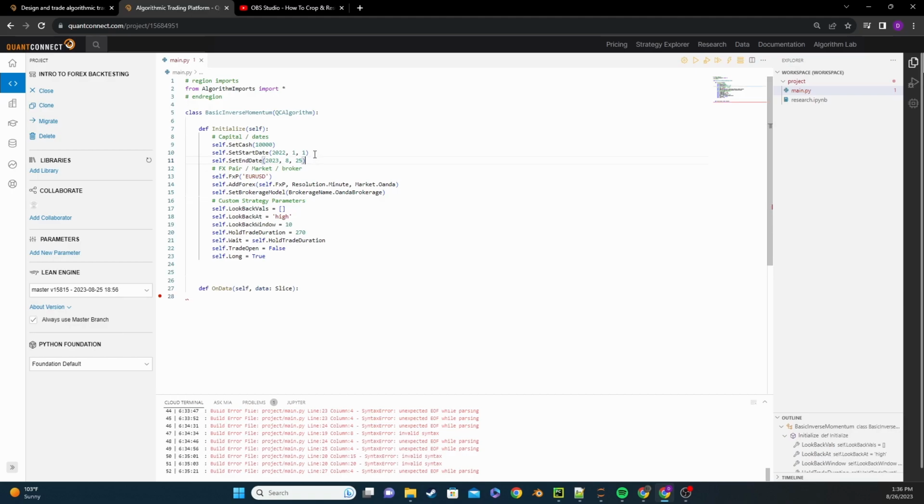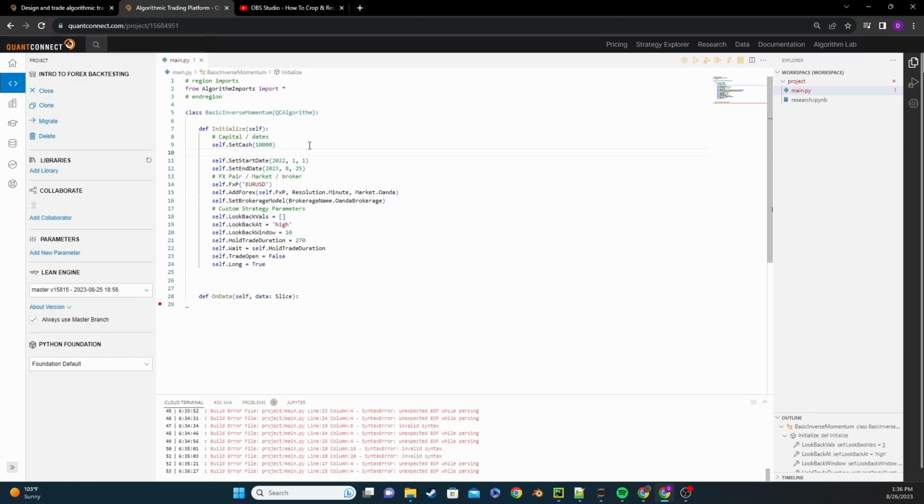And one thing that I want to do as well, forgot to do this, we want to set our order size. So we'll just say order size, and we're going to set this at 10,000 as well. We're good to go.